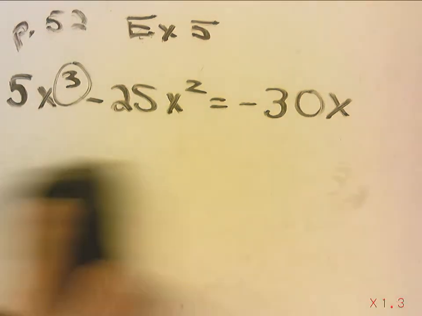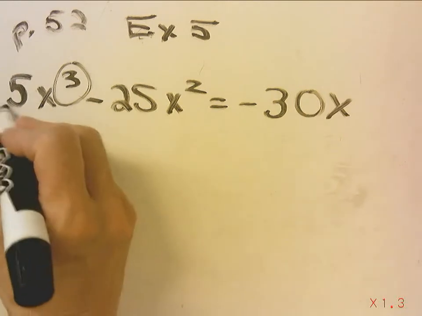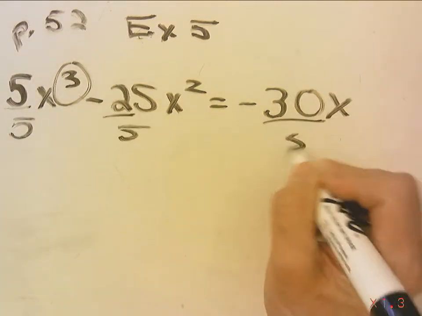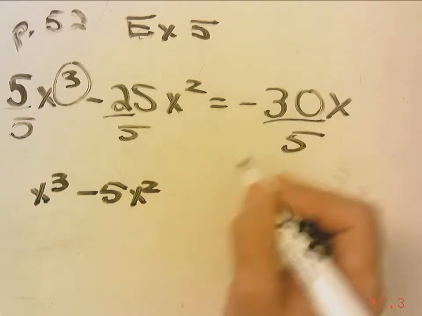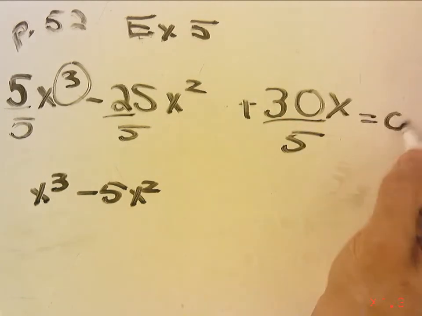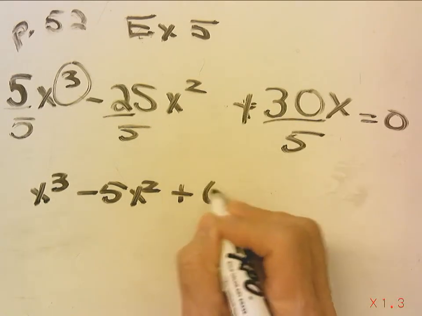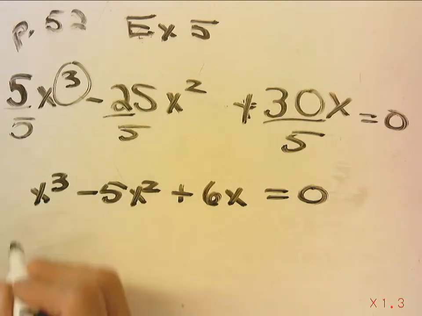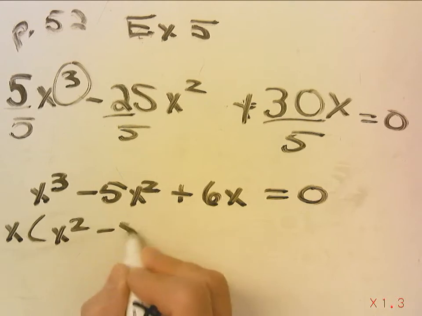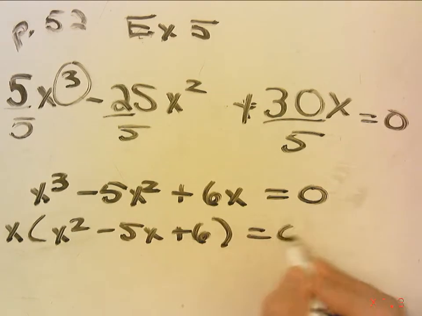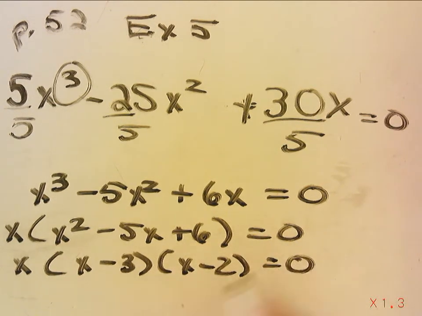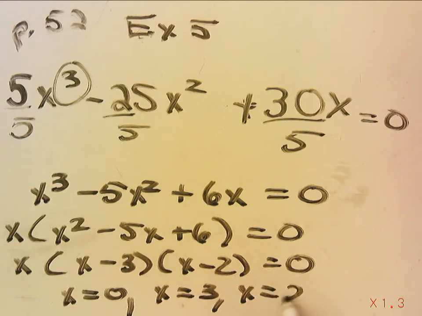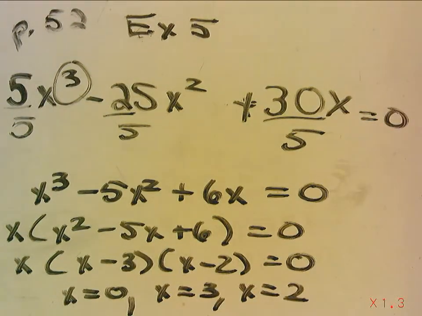So let's try this again. And I'm going to divide everything by 5. So I get x cubed minus 5x squared. Let's pretend that I brought that over, plus 6x equals 0. Now I'm going to factor out an x. And now I'm going to factor my trinomial. And now either x equals 0, x equals 3, or x equals 2. And now I got 3 answers.